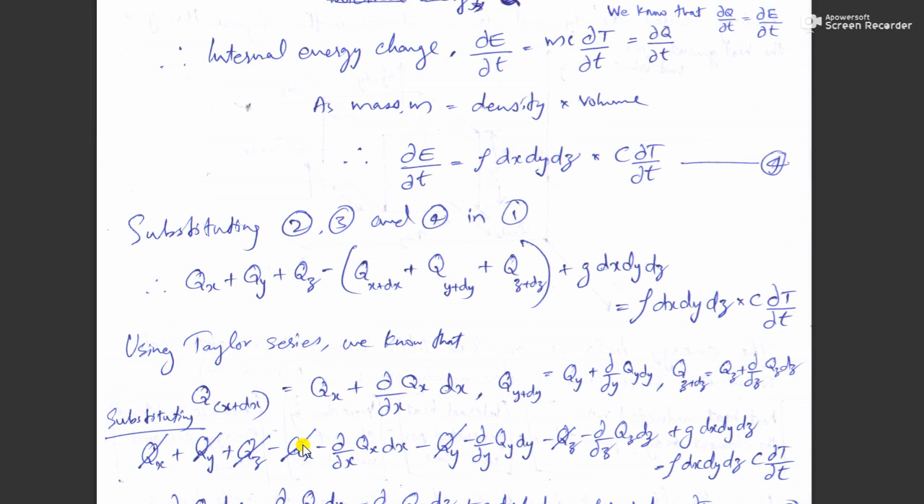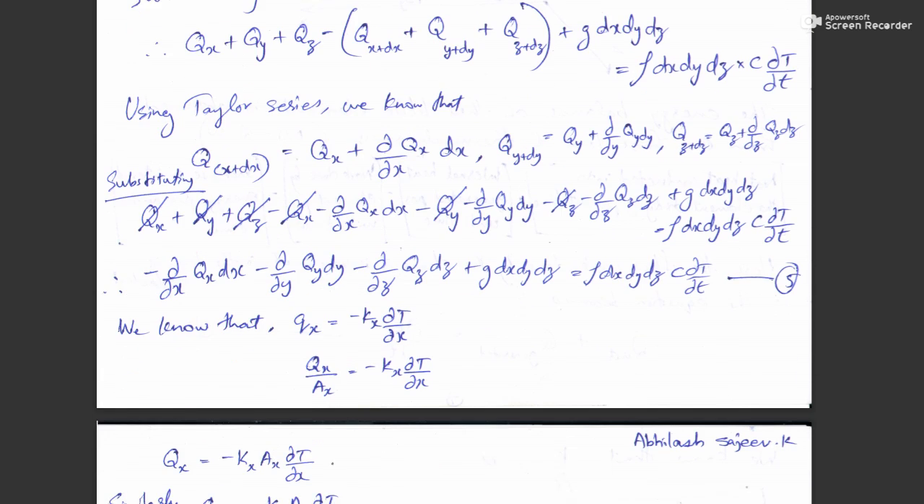Upon substituting, all these qx, qy and qz terms will be struck out as they subtract each other: qx and minus qx, qy and minus qy, qz and minus qz. Now this is the remaining term. In this we know from the Fourier law that q_x by A_x is equal to minus kx dou T by dou x. This small q is the heat flux, so the heat flux is equal to minus kx dou T by dou x.